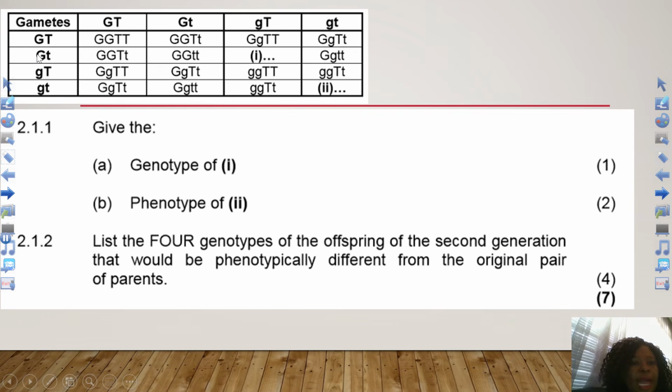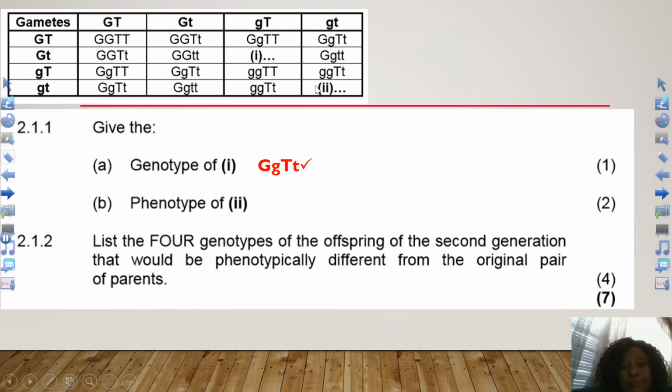Now when we combine these two, it's going to be the capital G and the small g from there, and then the capital T and the small t from there, so that the genotype of I is capital G, small g, capital T, small t. Then B says we must look at the phenotype of 2. Now this is 2 here.